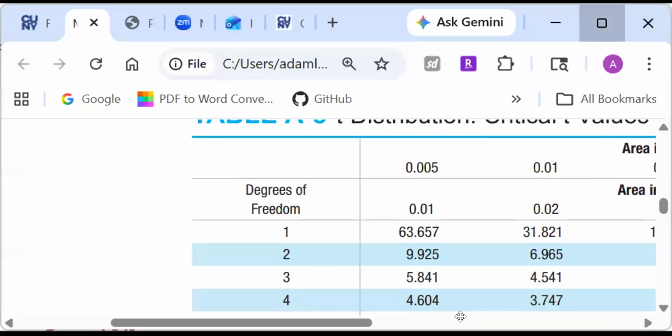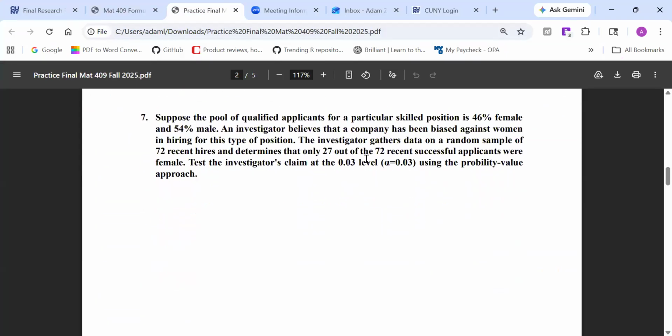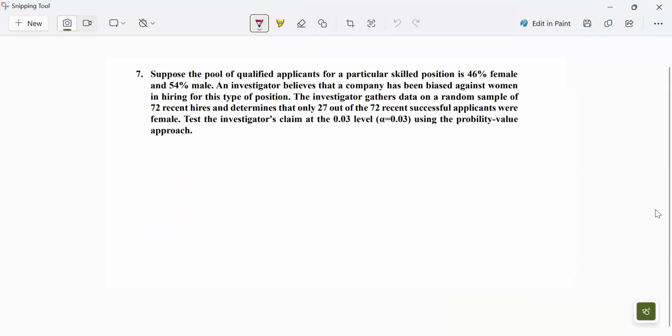So let's look at the next question. It's also about a hypothesis test, just in a different direction. Again, we give it a shot first, and I'll show you the solution in a bit.